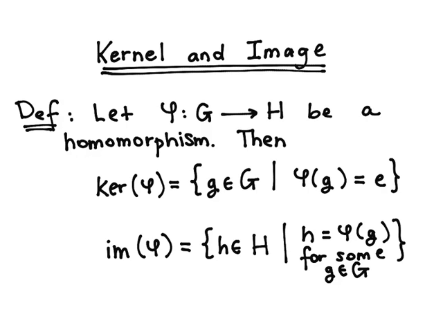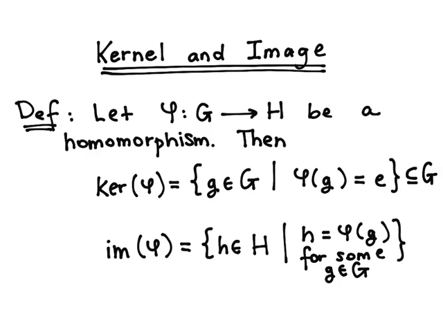For these definitions, we'll let phi from G to H be a homomorphism from a group G to another group H. Then, as we saw on the worksheet, we'll define the kernel of phi to be the set of all g in the group capital G such that phi of g is equal to the identity. Notice that that's a subset of the group G, in other words, the domain of the homomorphism.